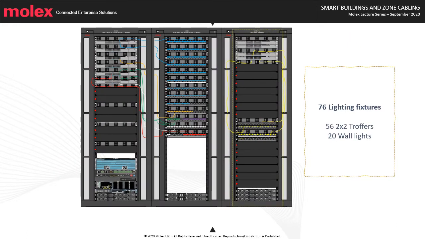As per our BOM, we have a total of 76 lighting fixtures, that is 56 2x2 troughers and 20 wall lights. Our design for intelligent IP LED lighting allows for 45 watts per 9 square meters or half a watt per square feet and 100 lumens per watt.